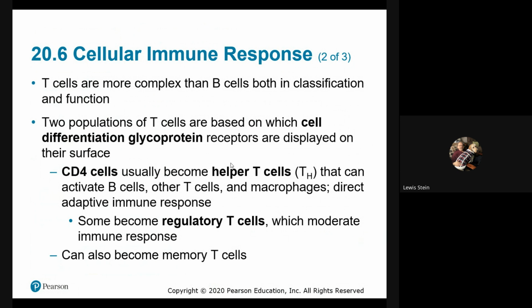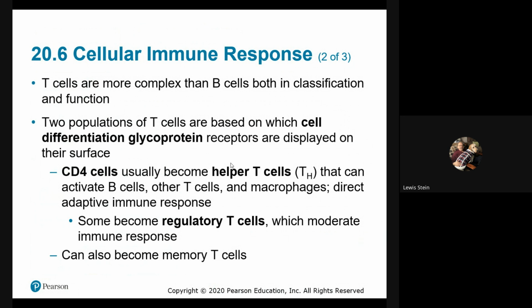So they're a lot more complex, two different populations based on the receptor. We call them CD4 and CD8. CD4 cells are the ones that become helper T cells, T sub H. They activate B cells, T cells, macrophages. They are the single most important cell of your immune system, period, end of sentence. Most of them become regulatory T cells. They are not only to turn on the response, but more importantly, to shut off the response.